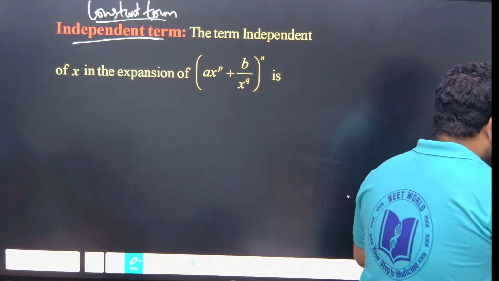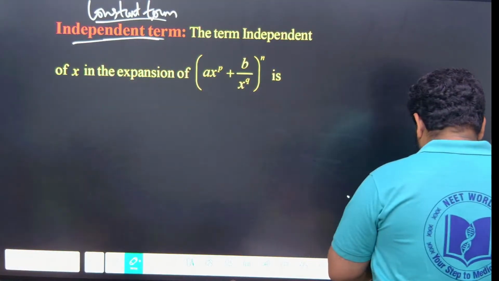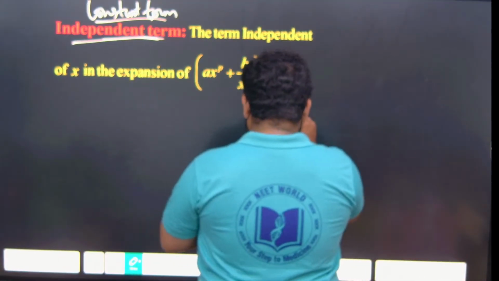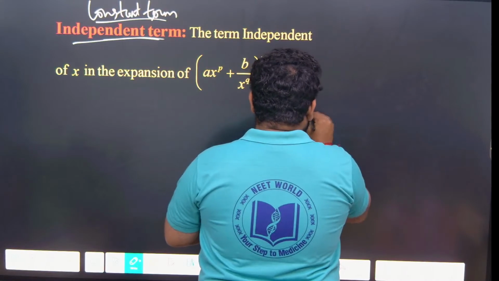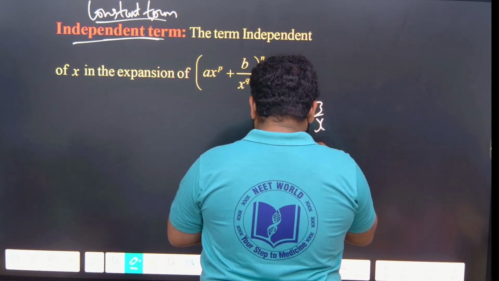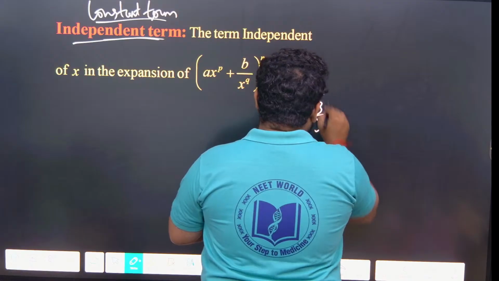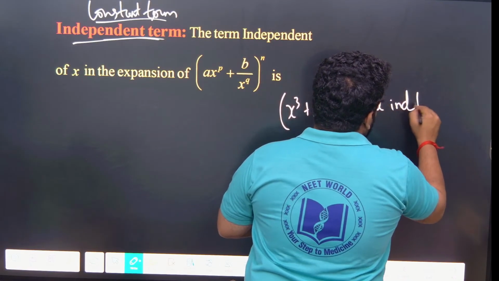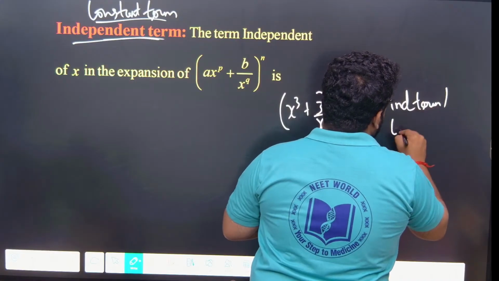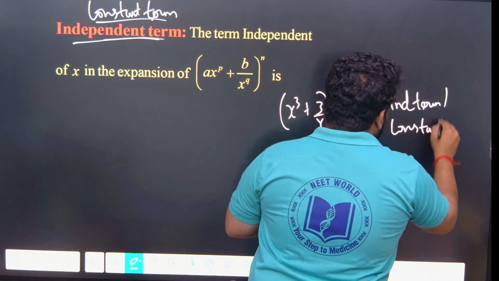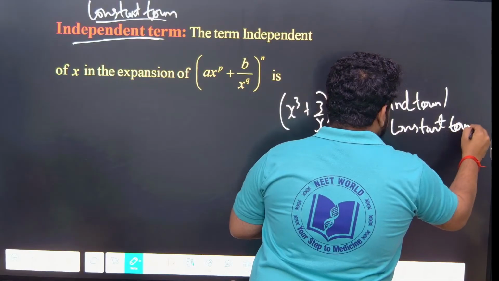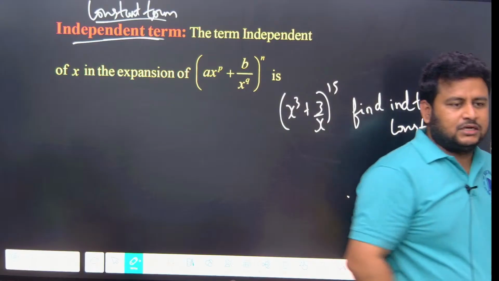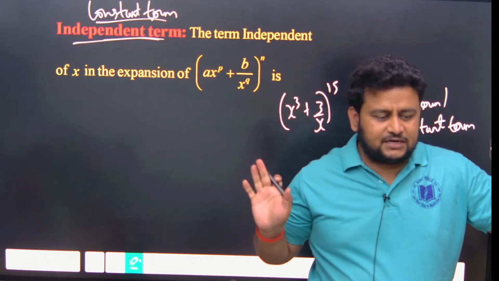So instead of telling the formula, let us take up an example for this. Suppose it is given (x cube plus 3 by x) to the power of 15. Find the independent term, or they can ask the constant term. So what you will do? Your IPE method, how you will do? Find the independent term.